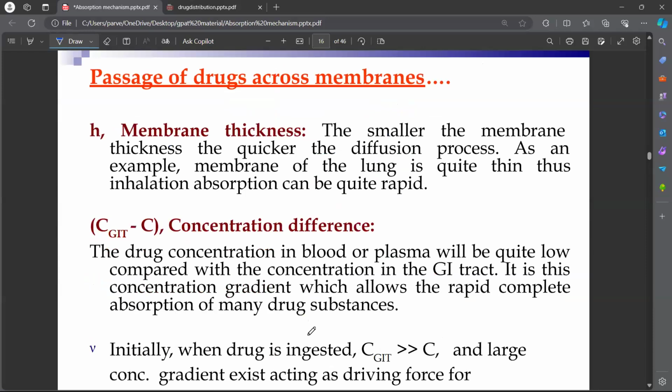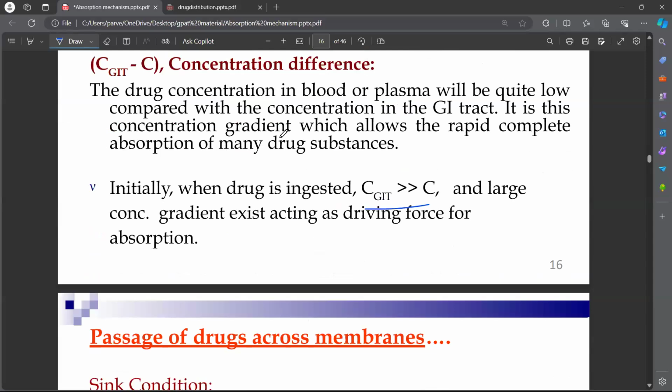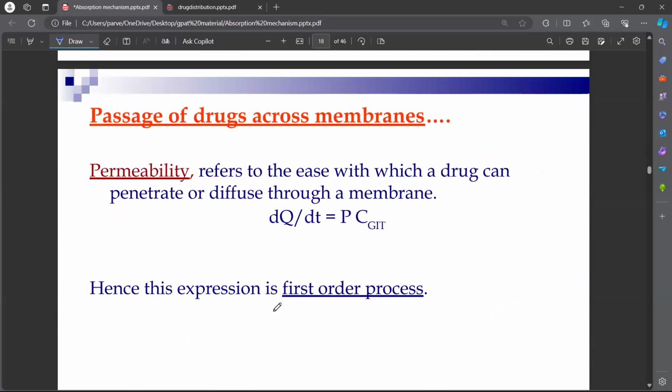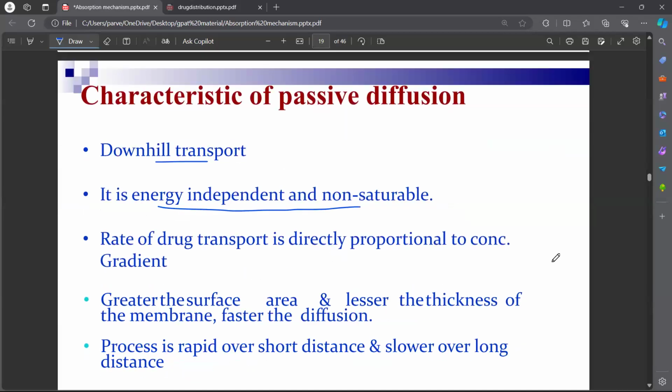I know you have also learned about the Lipinski rule, and I also mentioned that the CGIT is always the C, so that's why it leads to the syn condition. So syn condition, as I mentioned. Next, permeability. Basically, it is a first order process, so it is directly proportional to the concentration gradient. The greater the surface area, the lesser the thickness, the faster the diffusion. I have also mentioned these, etc.